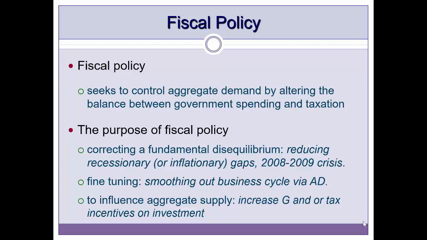Okay, the purpose of fiscal policy is to basically correct disequilibrium in the economy. When is disequilibrium observed? That's when you either face recessionary gaps or inflationary business cycle gaps, or output gaps, I should say. Remember, output gap is the difference between actual output and potential output. And in both recessionary and inflationary cases, there could arise a gap, either positive or negative.